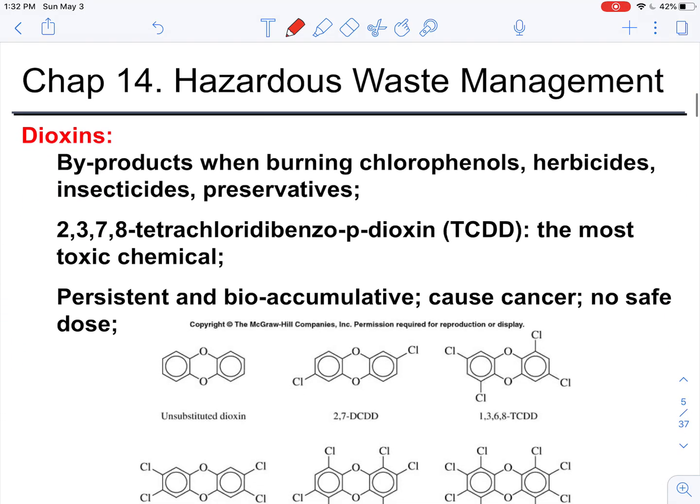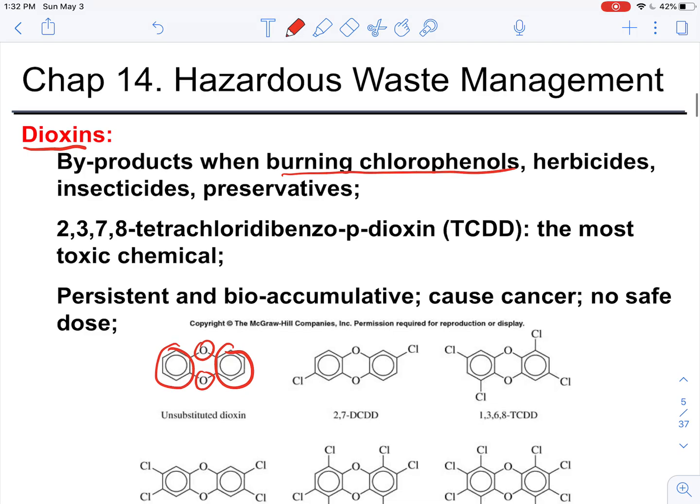Okay, so there are several important types of hazardous materials, or very commonly seen hazardous materials. For example, the dioxins. Dioxins are basically species that have these aromatic rings, but also connected by two oxygens. That's why it's called dioxins. They are typically the byproducts when you are burning chlorophenols, so species or organics that contain chlorine inside, or when you're burning herbicides, insecticides, or preservatives.